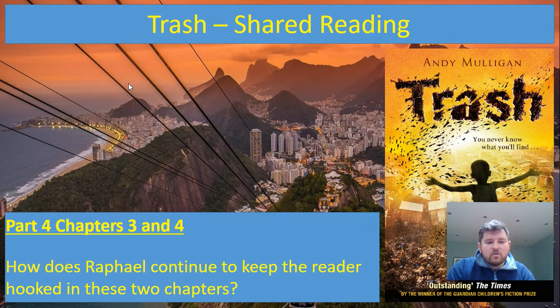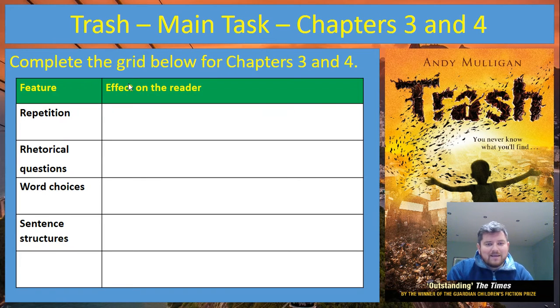Okay? When you've done that, then I'm going to read chapters 3 and 4, and I want you to think about how does Raphael continue to keep the reader hooked. So it switches from Gardo to Raphael telling the points of the story here. And I want you to think about what does Raphael do to keep the audience hooked, because that is what these literary features are for. How is Raphael doing that? And again, it's the same table.